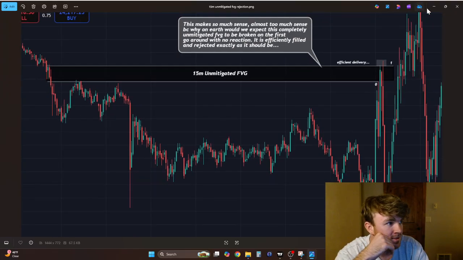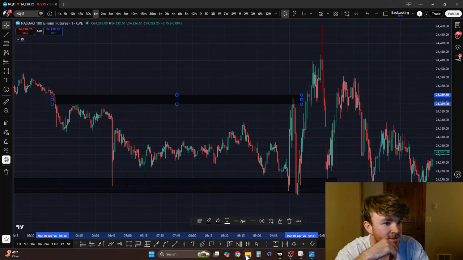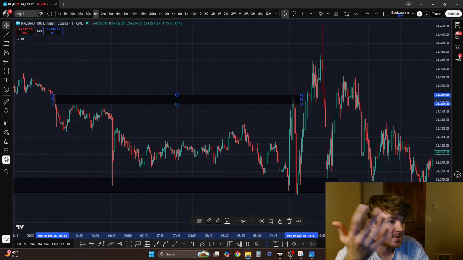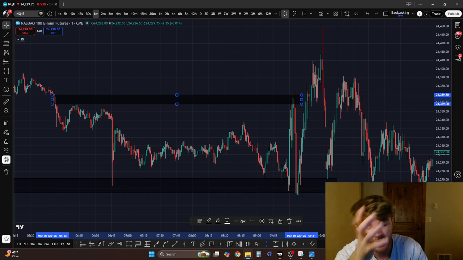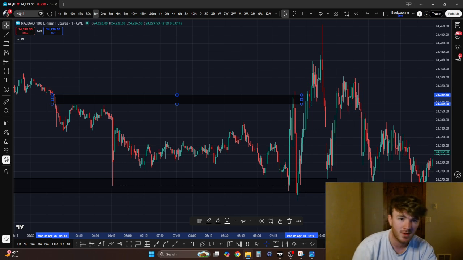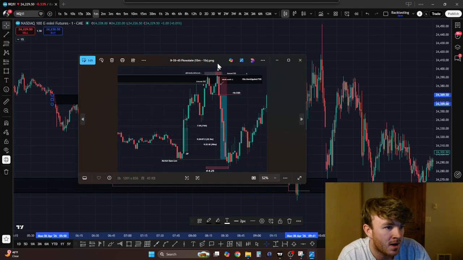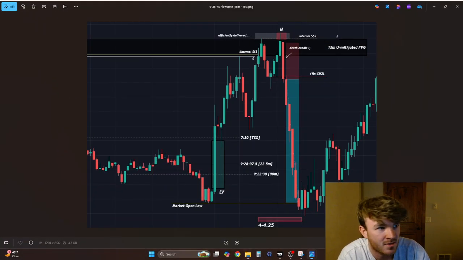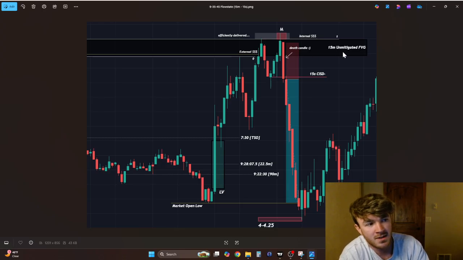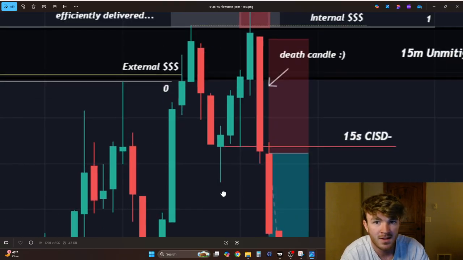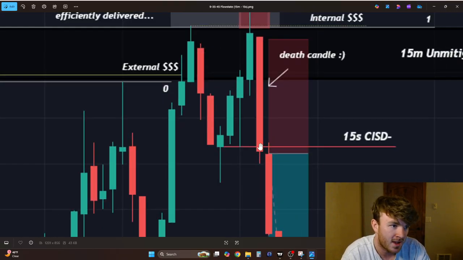and then going lower. And so a trade you can take off of this: once again, with the aligned time frames, it's never going to be exact. So there's the default one, which is like 15-minute aligned with the 1 minute, right? But go with what makes the most sense logically. In this case, I think it's totally fair game to align this 15-minute gap with a 15-second change in state of delivery. Boom, death candle down.